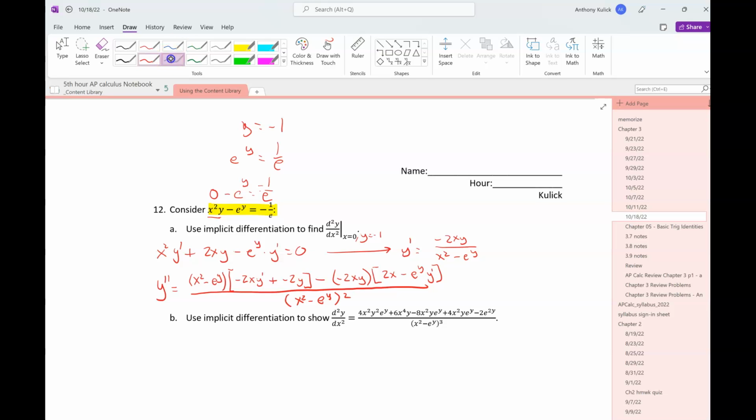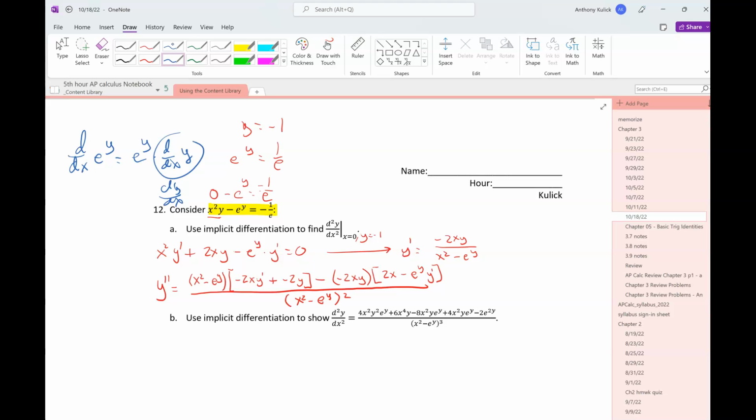Okay. And now, yes. So we just need to know that the derivative of e to the y is e to the y times y prime. What we're really doing here is a chain rule, right? And then this is just dy dx. Okay. Thank you. Yeah, no problem.